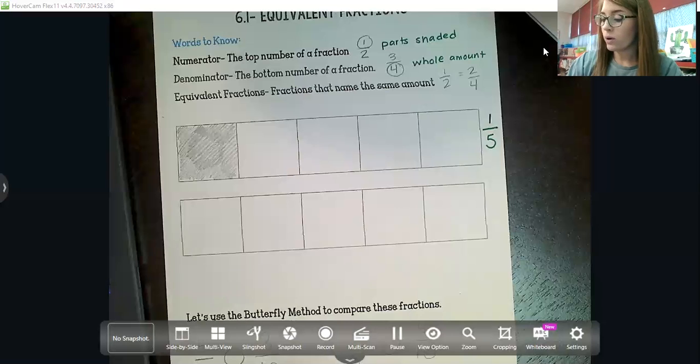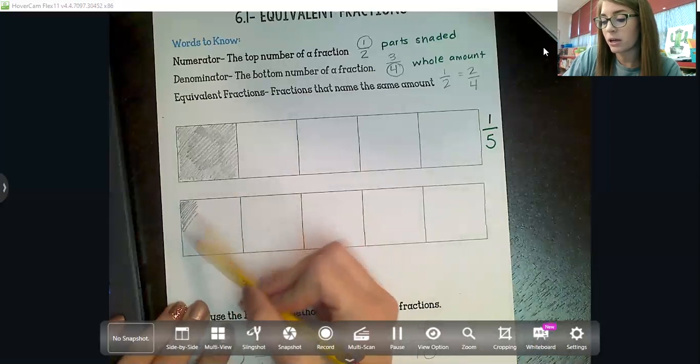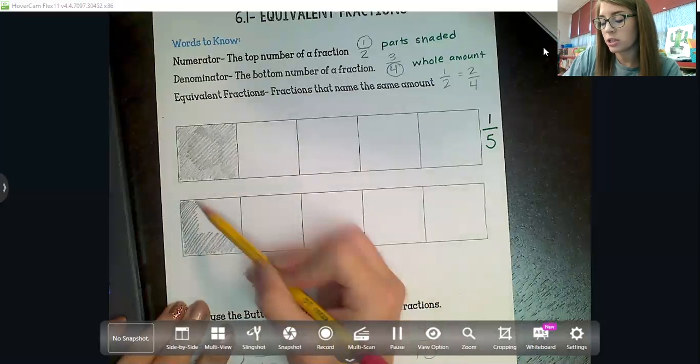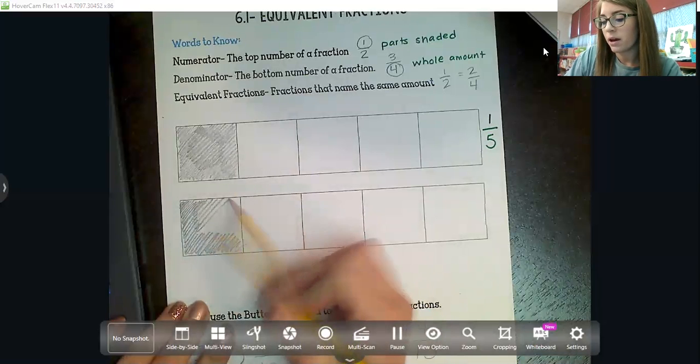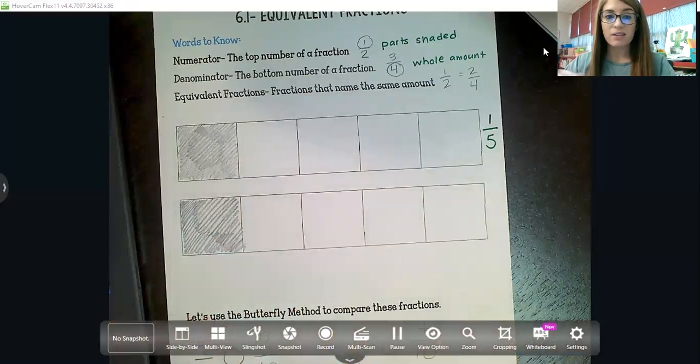Okay, now I'm going to do the exact same thing. I'm going to shade in this same box down here so that the pictures match. Go ahead and shade that in real quick. Shade, shade, shade, shade, shade. Okay, so we agree that these two look the exact same, right? Okay, but watch if I do this.